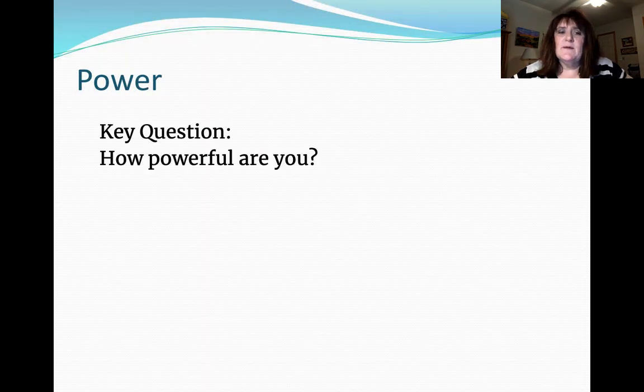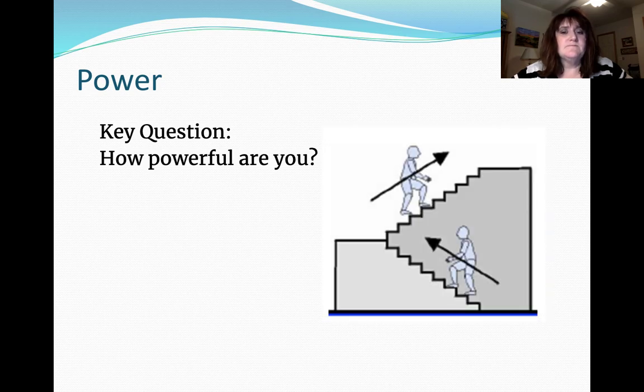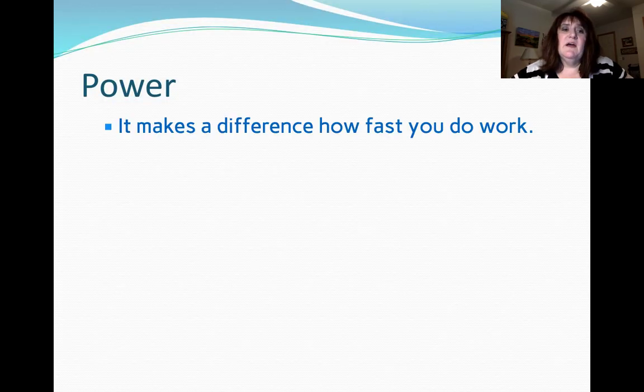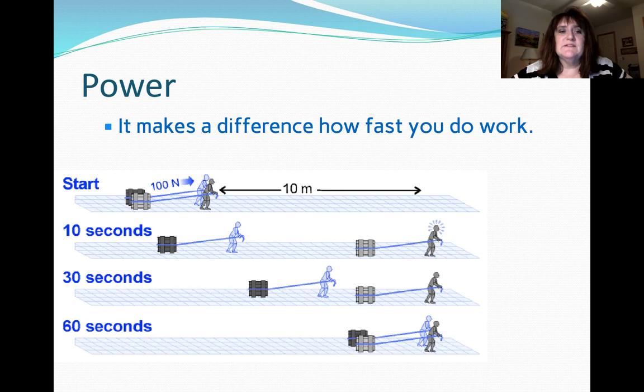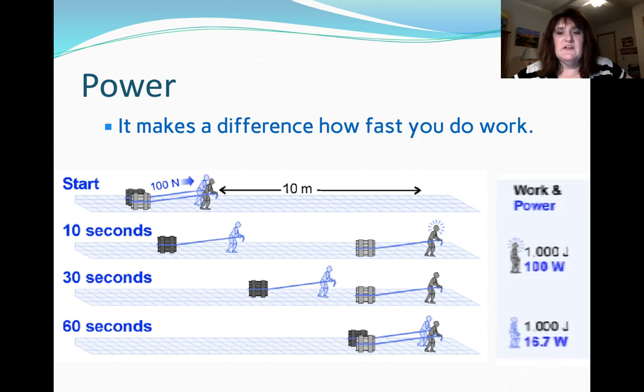Power is the second topic, and the key question for power is, how powerful are you? Meaning, how fast can you do things? Power is how fast you're able to do things. So if you start pulling a 100 Newton crate 10 meters, if you do it in 10 seconds, 30 seconds, or 60 seconds, the amount of power changes, but the amount of work stays the same.